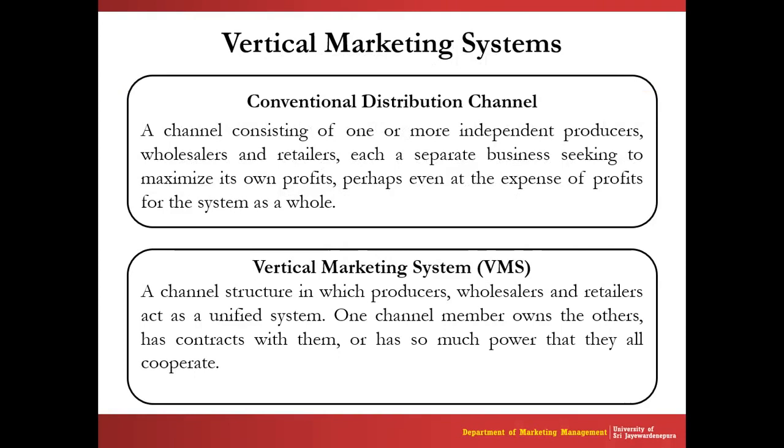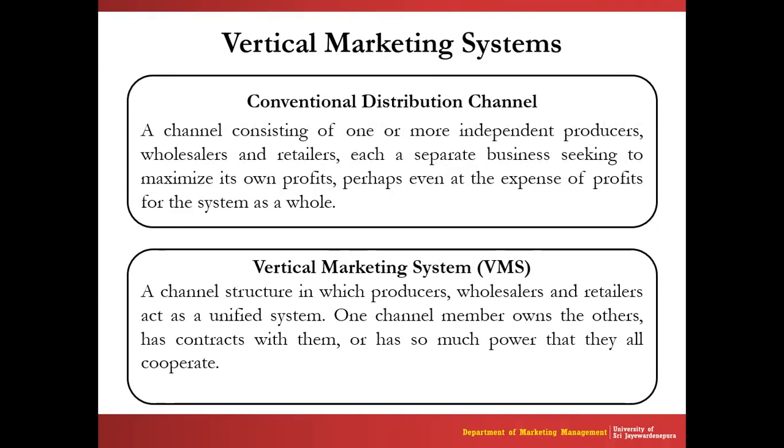As I already told you earlier, if one member gets distracted from the objective, the total system collapses. But in the conventional distribution channel, they don't care about it. They will take decisions individually at the expense of the profits of the system as a whole. So that is the conventional distribution channel.